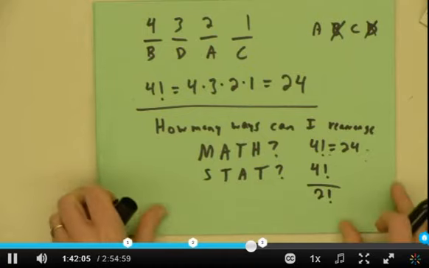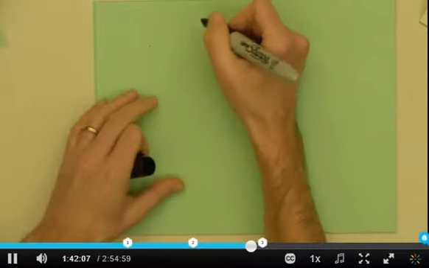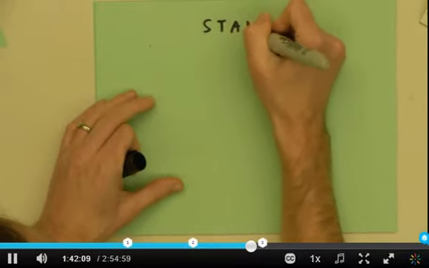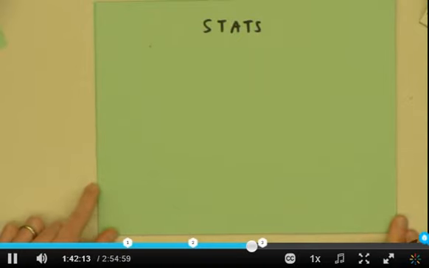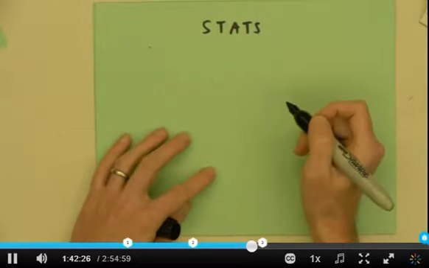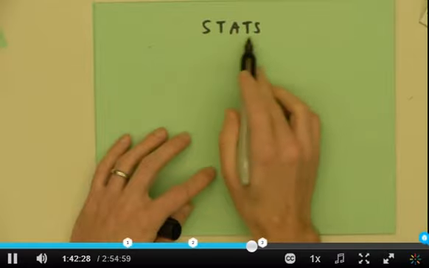Well, let's try the same idea. What if I want to rearrange STATS? Now there's 2 letters that are repeated, the T's and the S's. But we can count it the same way. We start with how many rearrangements of 5 letters are there?